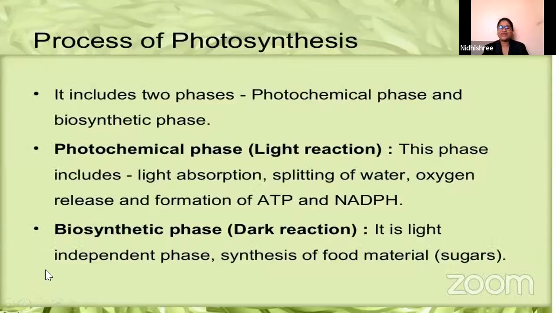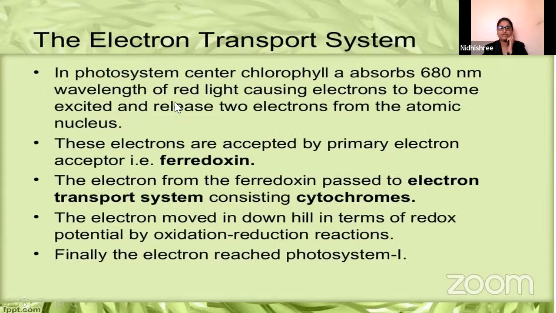Photochemical phase, light reaction. This phase includes light absorption, splitting of water, oxygen release, and formation of ATP and NADPH. Biosynthetic phase is the light independent phase. What occurs here? Synthesis of food materials.